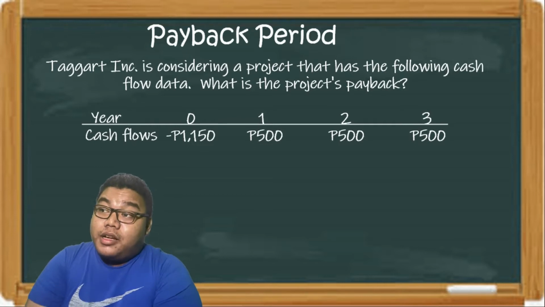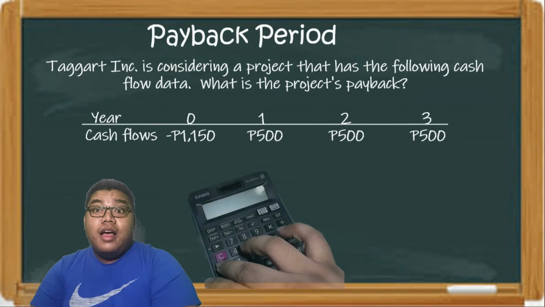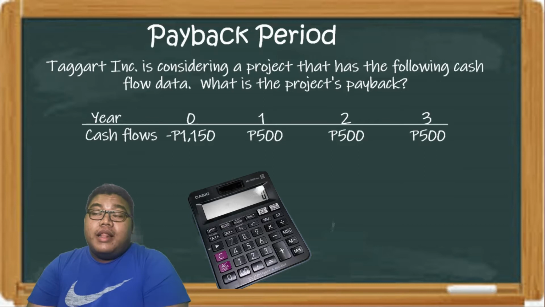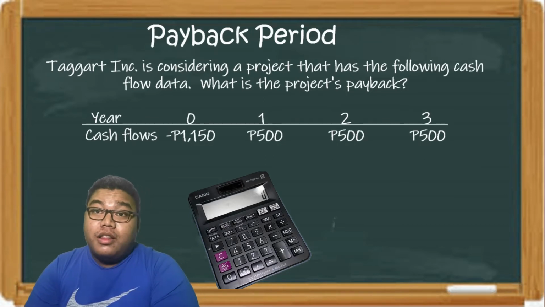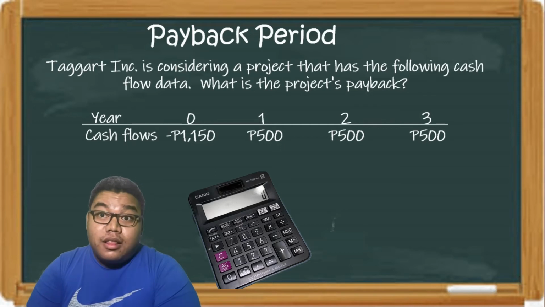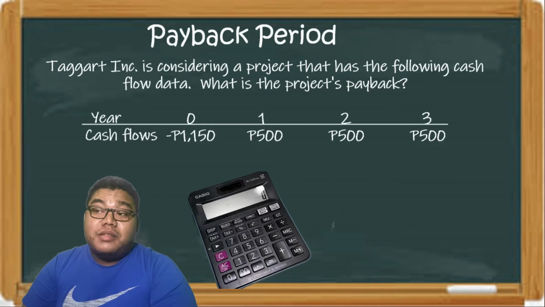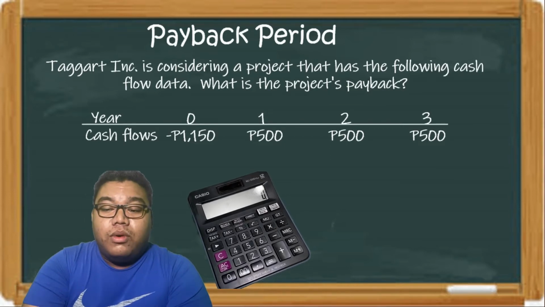Tagarting is considering a project that has the following cash flow data. What is the project's payback? How do we compute for the payback period? We will determine at which year the company or the business would recuperate or recover the initial investment that is presented. Like in here, we have 1,150, so we key that in.